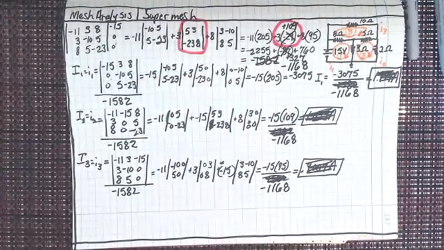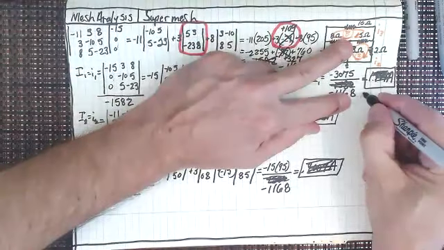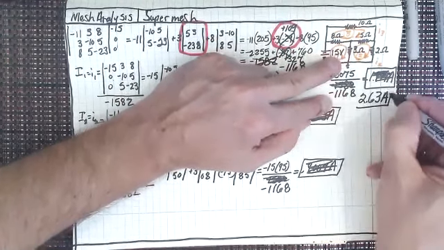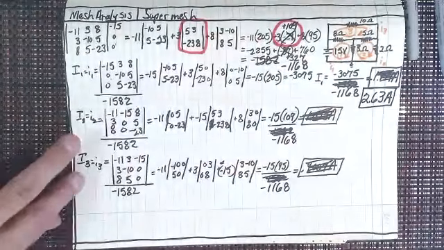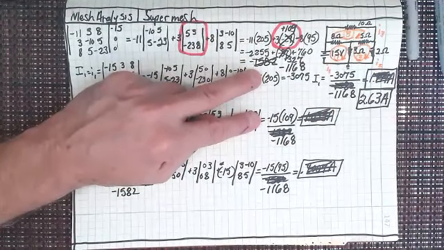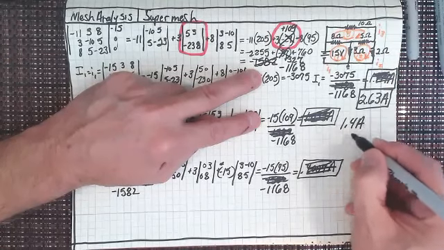So I'm going to give you the correct things right now. 3075 divided by 1168 is 2.63. So 2.63 amps is what it should have been. And then this one, 15 times 109 divided by 1168 comes to 1.4 amps.